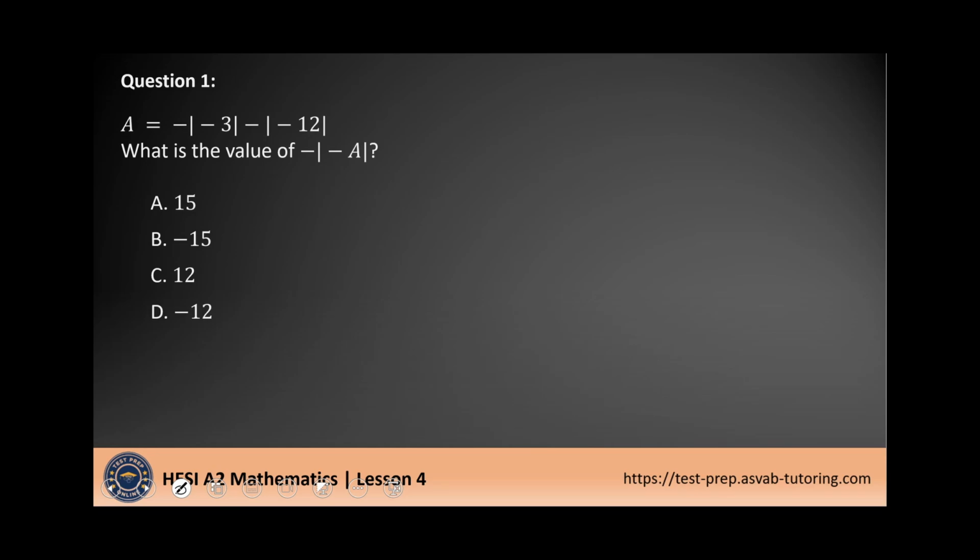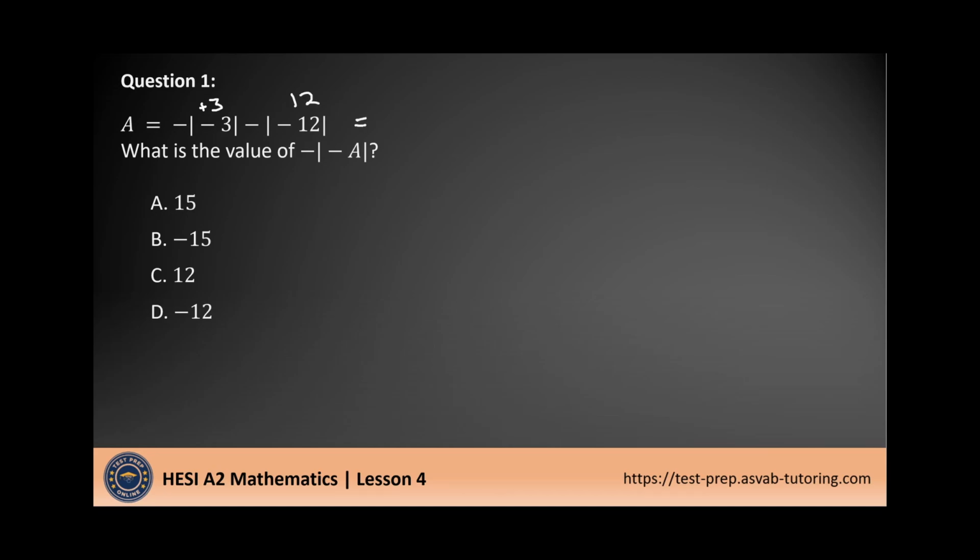Question 1. A equals the opposite of the absolute value of -3 minus the absolute value of -12. So what these absolute values are going to do is make anything inside of them positive. So this -3 is going to become a +3. This -12 is going to become a +12.